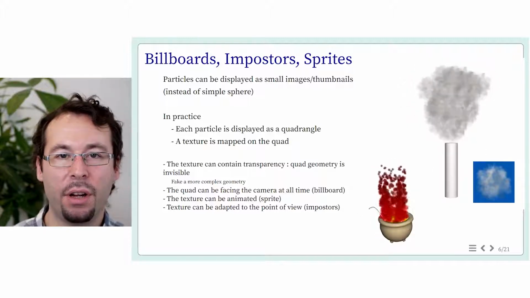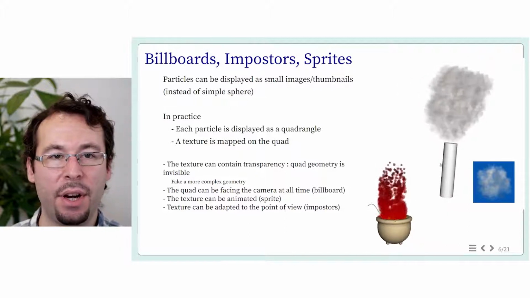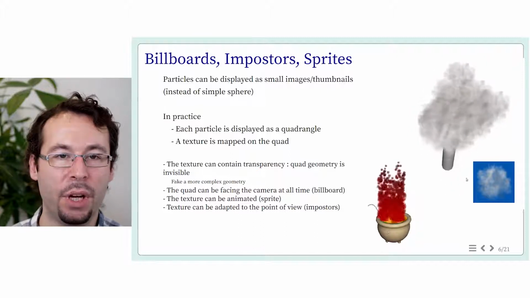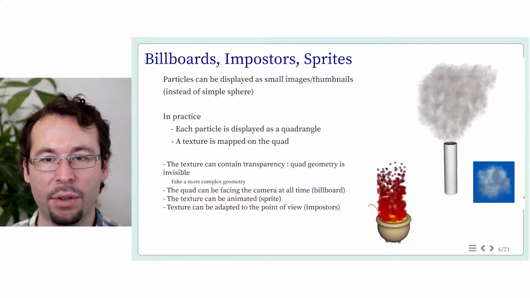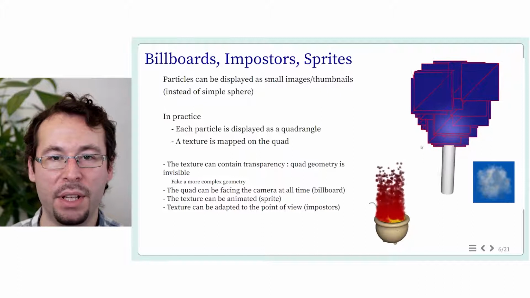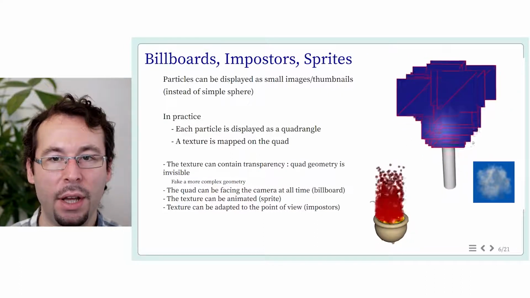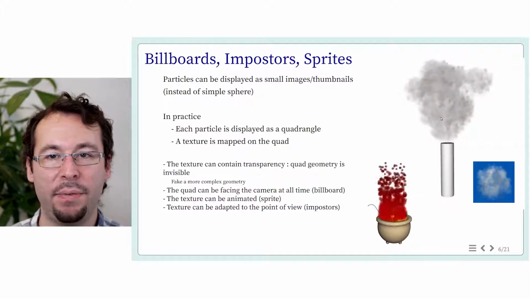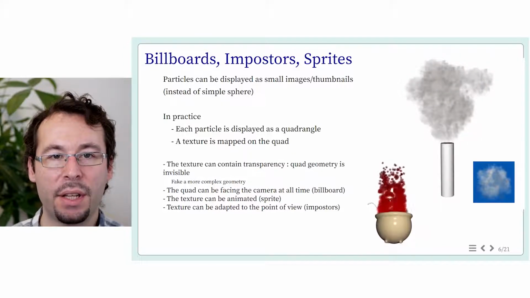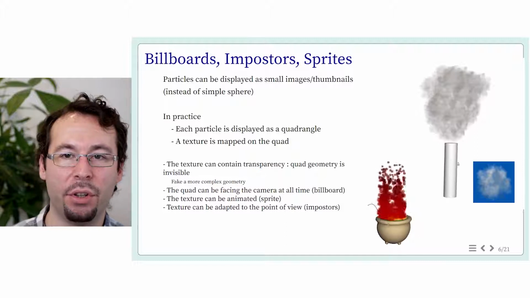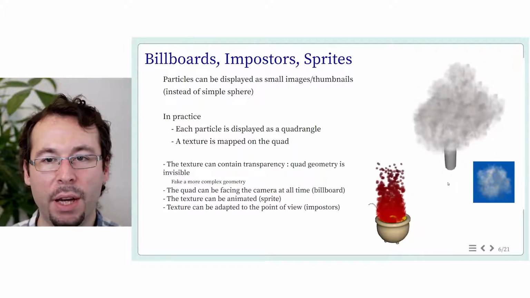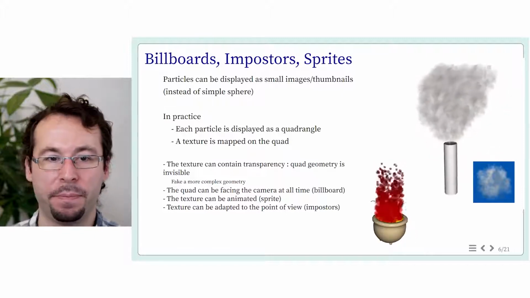Also, the quadrangle can always face the camera, then we call that a billboard, and this is the case for the smoke-like effect. When you rotate the camera, you will have the feeling of seeing a 3D smoke structure, but it's only the same image drawn on quads that always faces you. And you can see the single texture image of a cloud in the thumbnail. In this case, the blue background is actually the transparency.